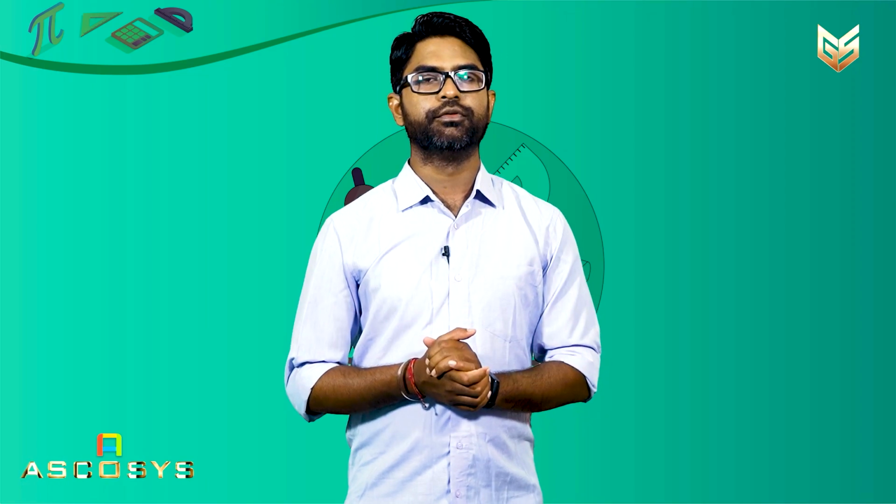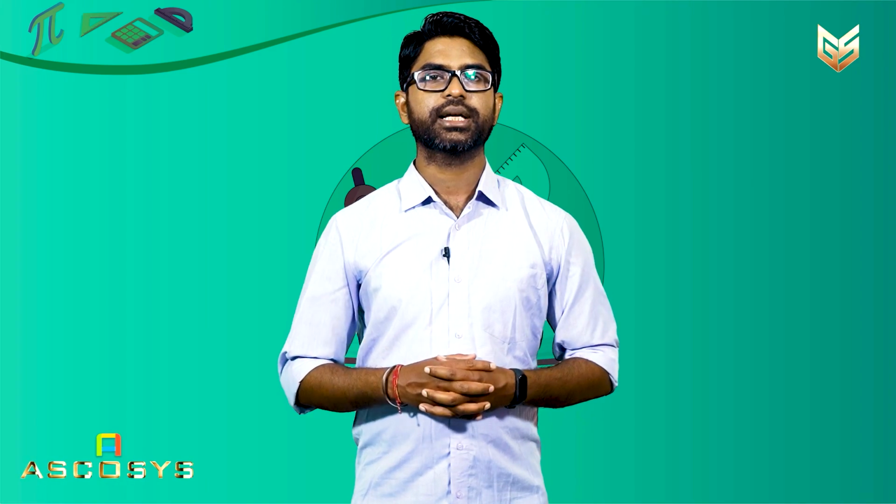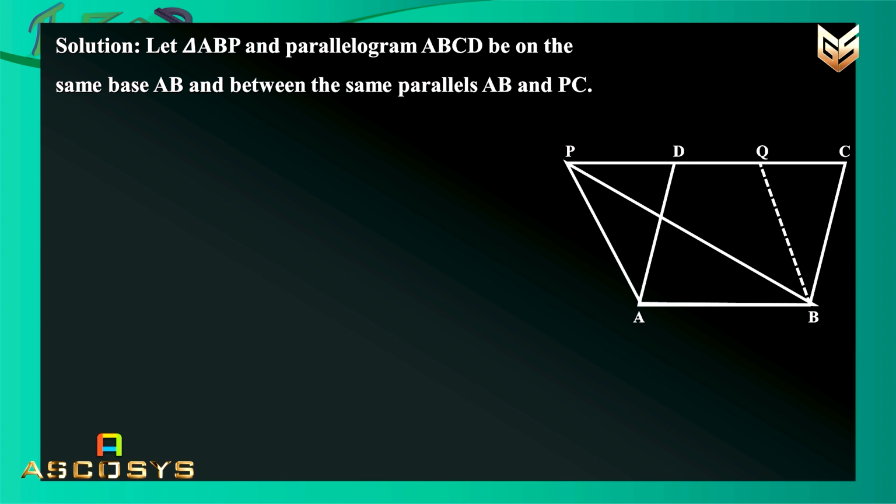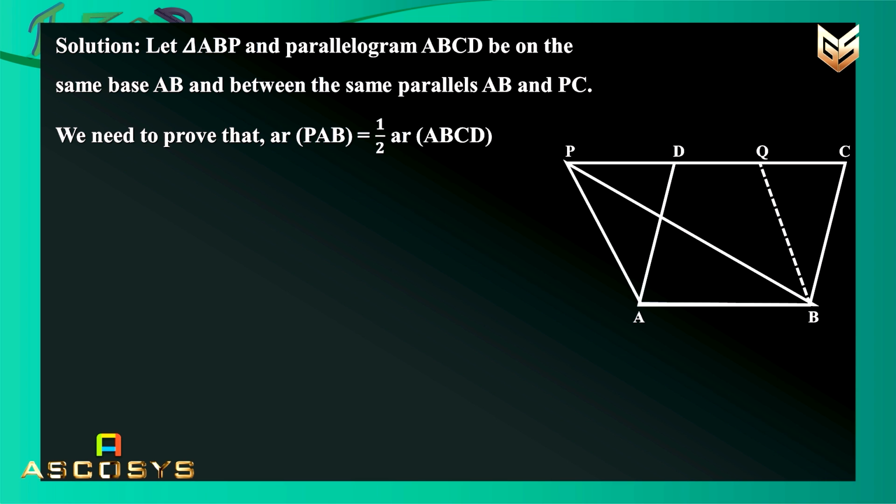For the solution, first of all, let triangle ABP and parallelogram ABCD be on the same base AB and between the same parallels AB and PC. You need to prove that the area of PAB is equal to half of the area of ABCD.